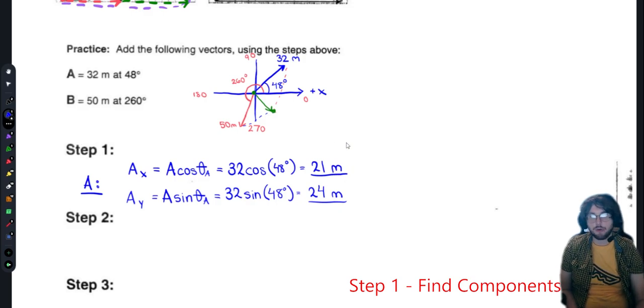Okay, so now that we have this, I'm going to do a little squiggle here. And over here, for vector b, I want you to do the exact same thing with these numbers here. So we'll just go ahead and set that out: bx and by.